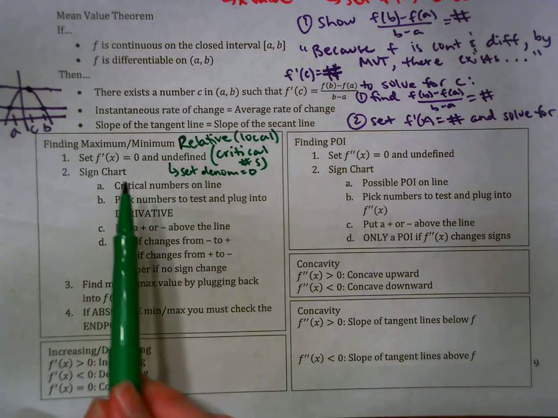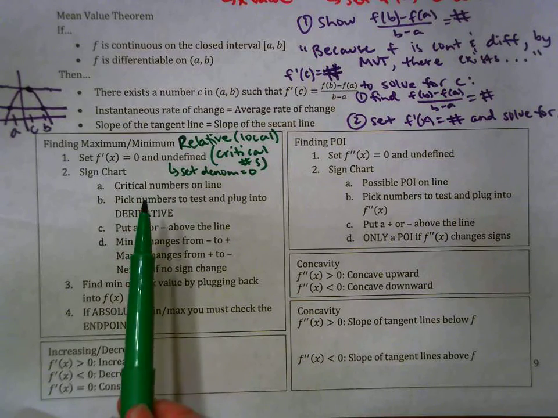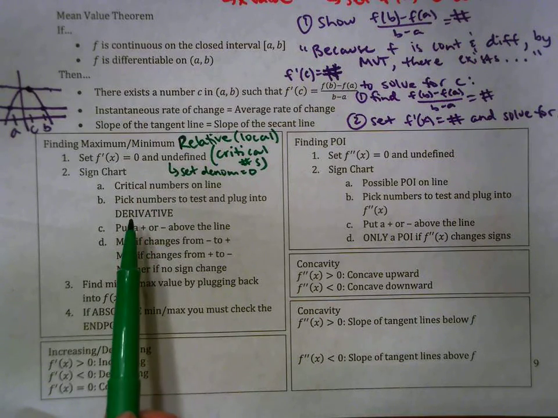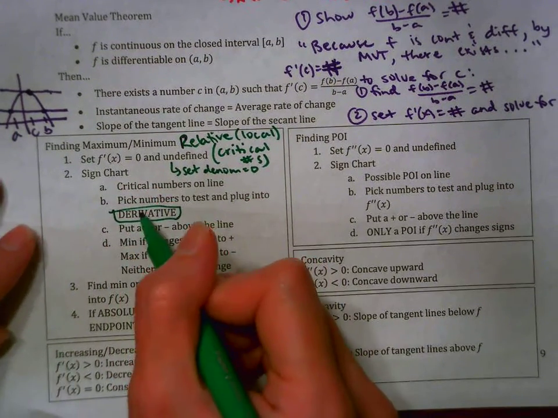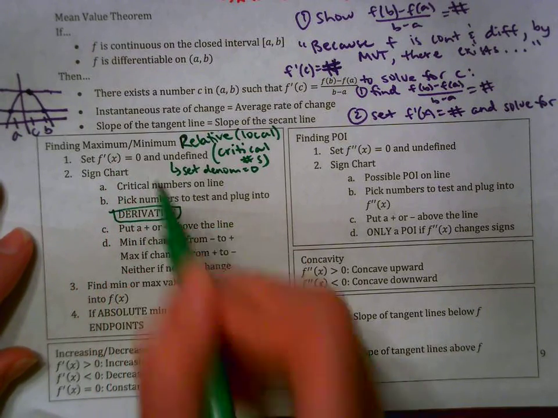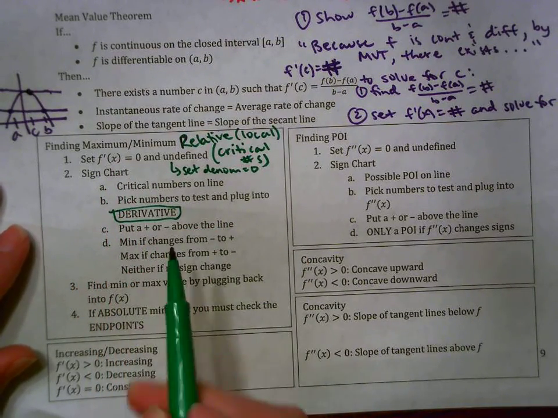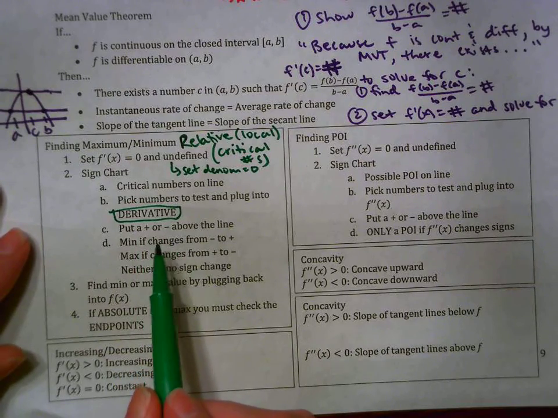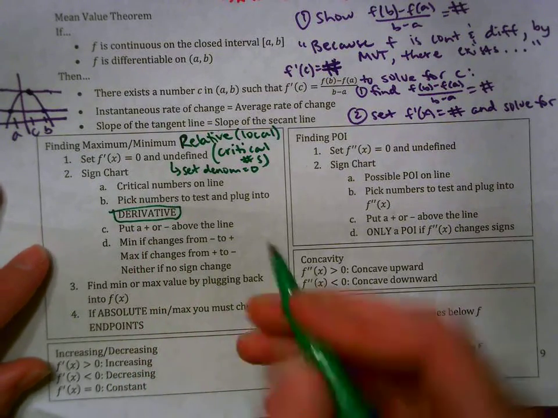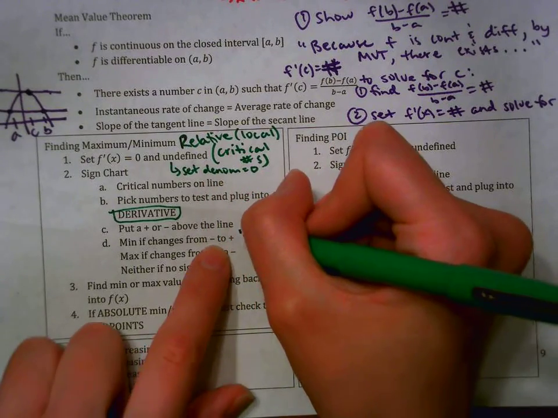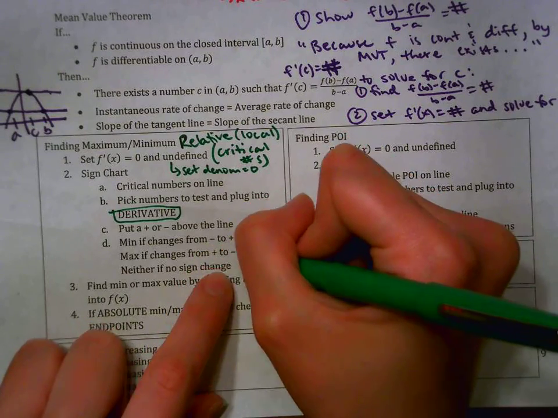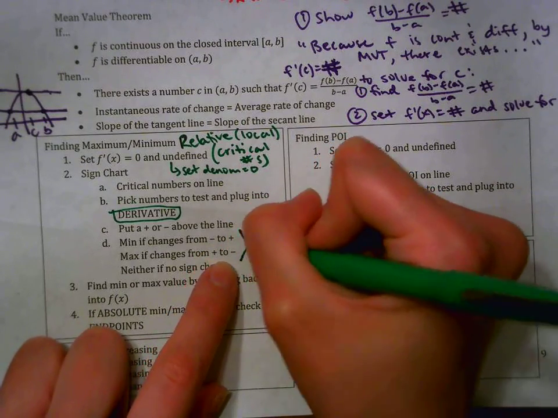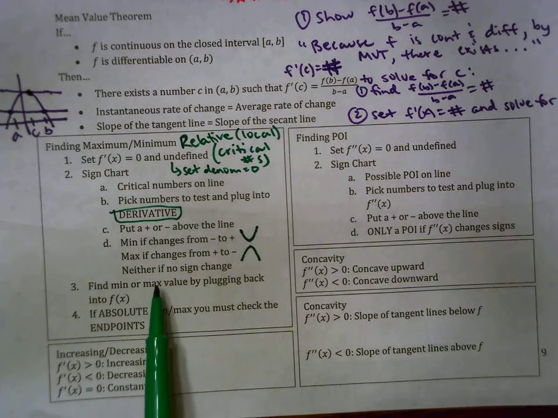And then you create a sign chart and you put your critical numbers on your line, you pick numbers in between, and you plug them into the derivative, right? For a sign chart, you always plug your test numbers into whatever you got the numbers on your number line from. And then you put positive or negative. If it switches from negative, because that would mean the derivative's negative so the slope is negative, to positive, that would give you a minimum, and if it switches from positive to negative, that would give you a maximum, and if it doesn't change, then it's neither. It is still a critical number, but it's not a max or min.